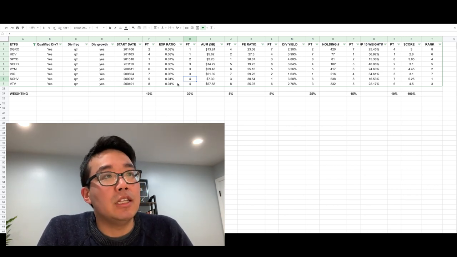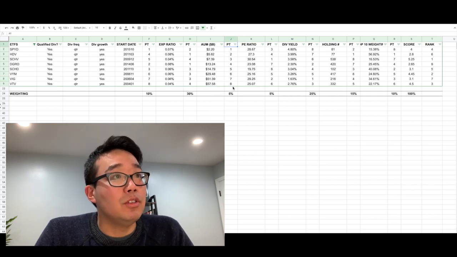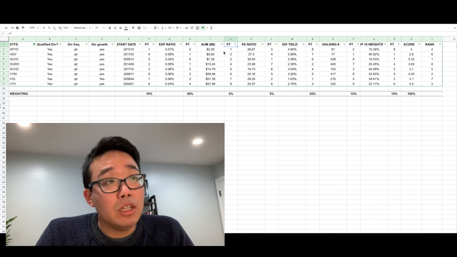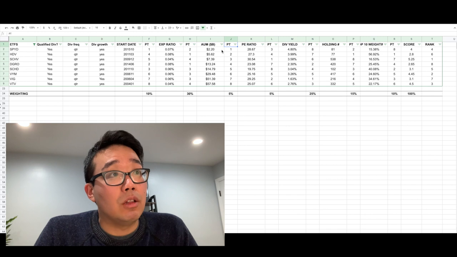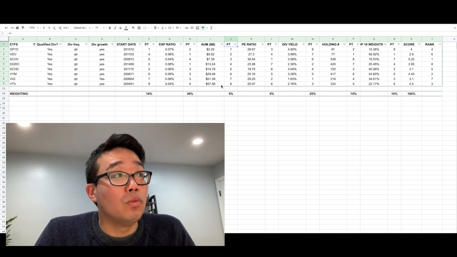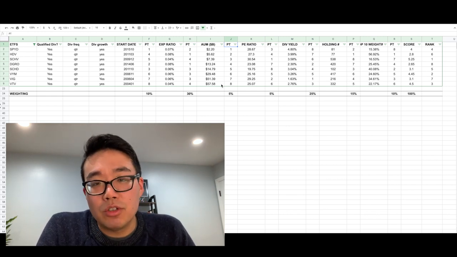The next one I'm looking at is the assets under management. Here, if I sort by smallest to largest, the smallest fund is SPYD at $2.2 billion, while the largest fund is just under $58 billion, which is VTV. And the fund size doesn't really matter too much to me.